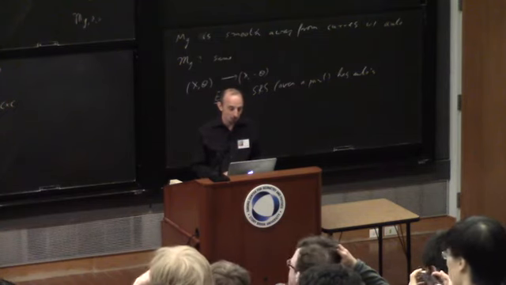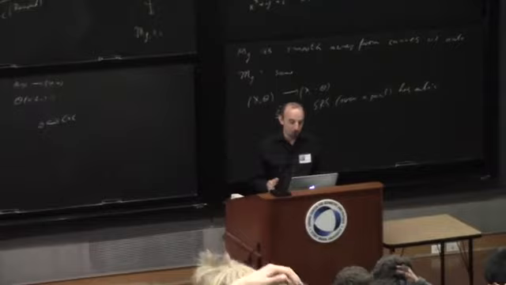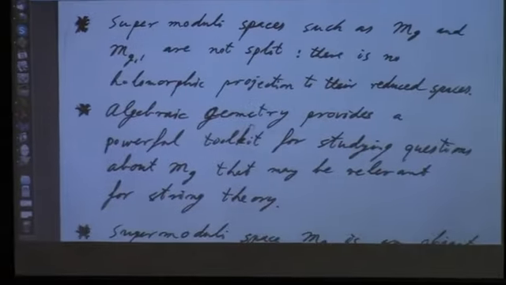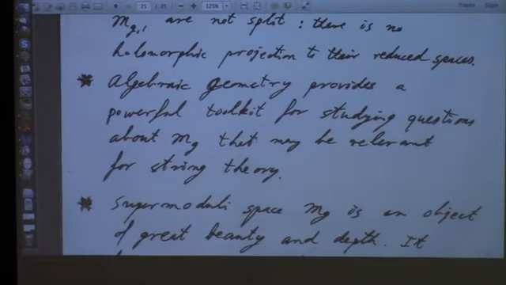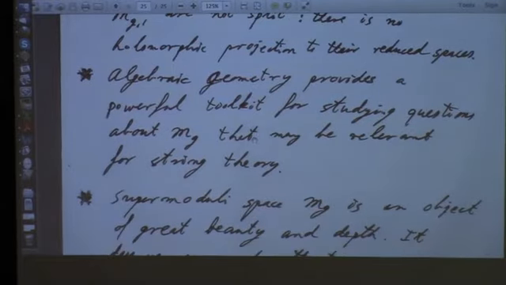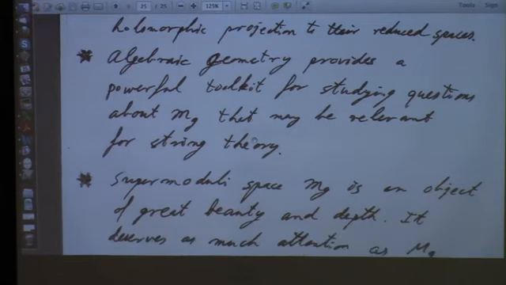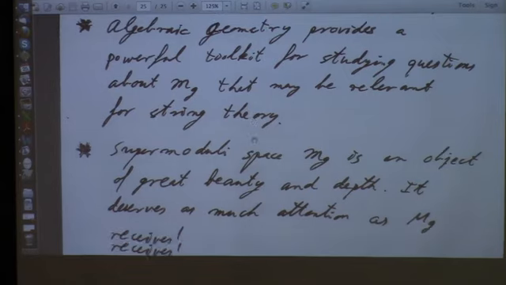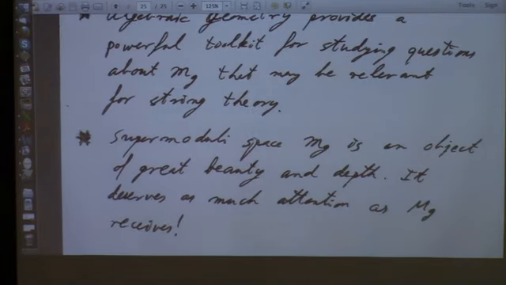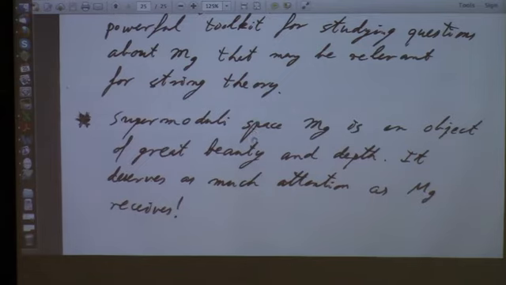The other conclusion I'd like to propose is that algebraic geometry provides a powerful toolkit for studying questions about moduli spaces that seem to be relevant for string theory. But supermoduli space is also an object of great beauty and depth in its own right, regardless of the applications to physics, and it probably deserves as much attention as ordinary moduli spaces deserve. So, thank you.